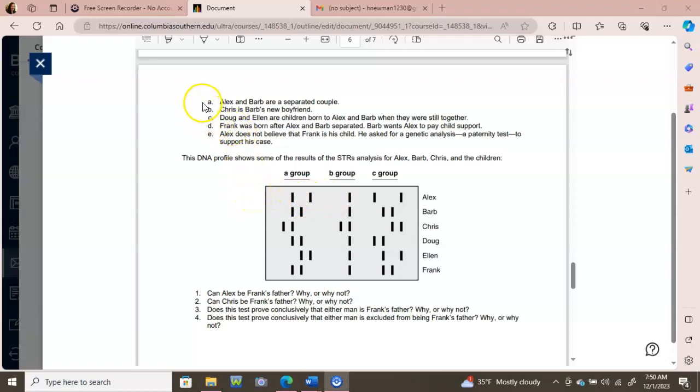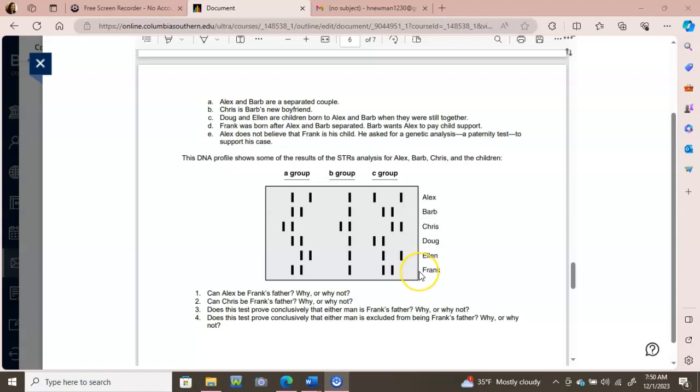Okay, so let's look at this first part. Alex and Barb are a separated couple, so you see the information for Alex and Barb. Chris is Barb's new boyfriend. Doug and Ellen were children born to Alex and Barb when they were still together, so these should be legitimate children. And then Frank was born after Alex and Barb separated, and Barb is trying to say that Alex is the father and she wants him to pay child support.